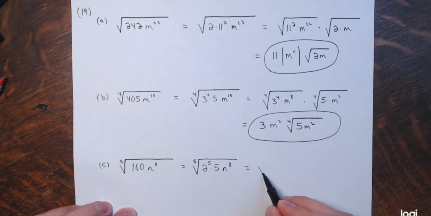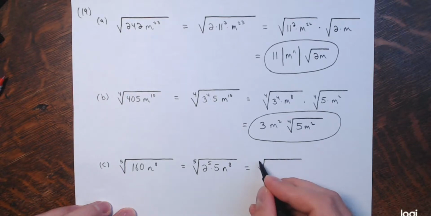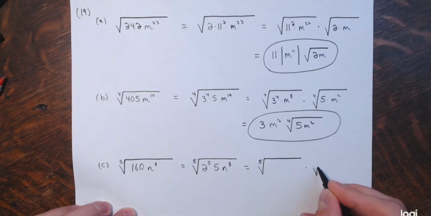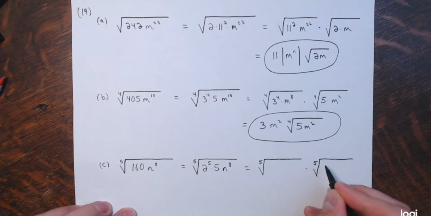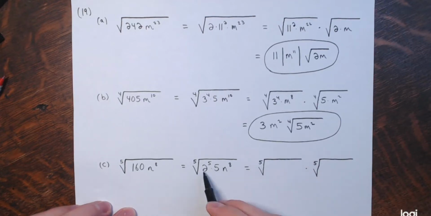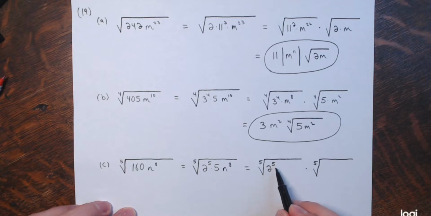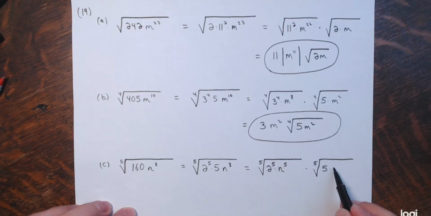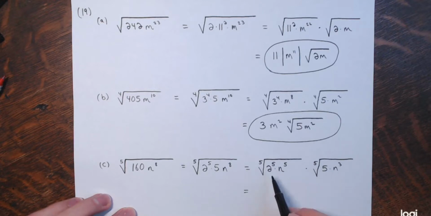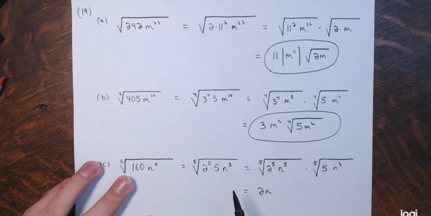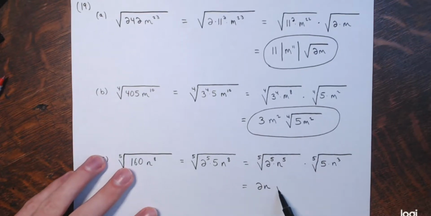And product property, right, breaking this up into the fifth root of fifth powers times the fifth root of non-fifth powers. 2 to the 5th is clearly a fifth power. 5 to the first is not. And n to the 8th can be broken up to n to the 5th times n to the 3rd. The fifth root of 2 to the 5th is 2. Fifth root of n to the 5th is n. No need for absolute values. It's an odd root. Times the fifth root of 5n cubed.